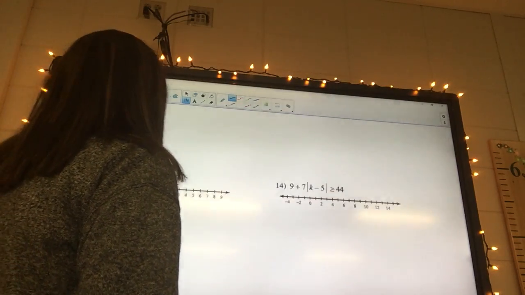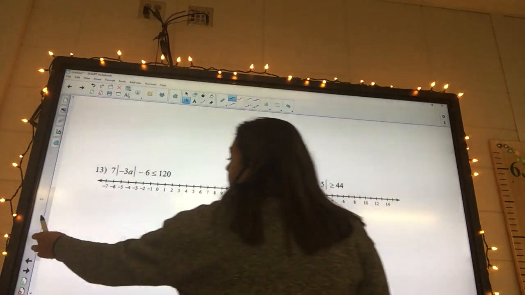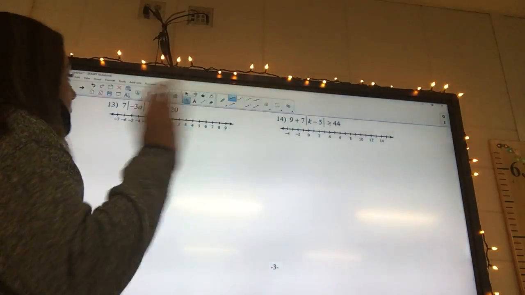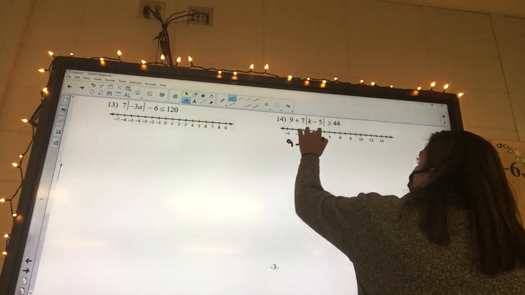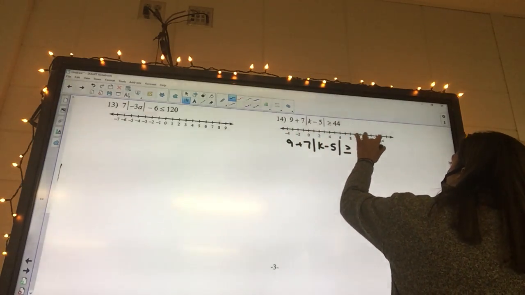These are all 1. This one's a 2. So let's look at 14. Okay, 14. What is on the outside of the absolute value that needs to be moved? The 7. The 7 and what else? The 9. Okay, you always move the addition or subtraction first. So what needs moved first? The 9 needs to move first, so I got a minus 9 from both sides. Okay, so I got 9 plus 7, k minus 5, it's greater than or equal to 44.